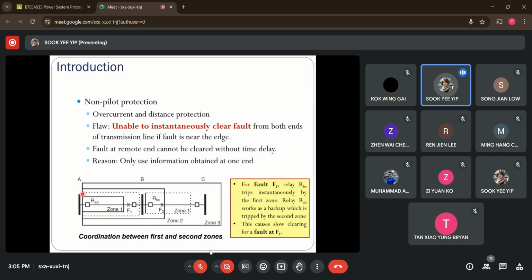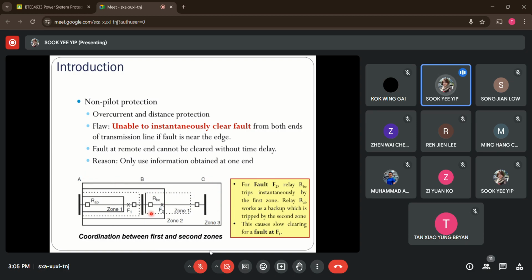Then it consists of the second zone of operation. As you can see, the coverage area is more than the line section you want to protect. So it's also inclusive, let's say here is 20% of the next line section. So it acts as the backup protection. And at the same terminal here, this distance protection also consists of a third zone setting. So you can see it can even cover the next line section as a backup.